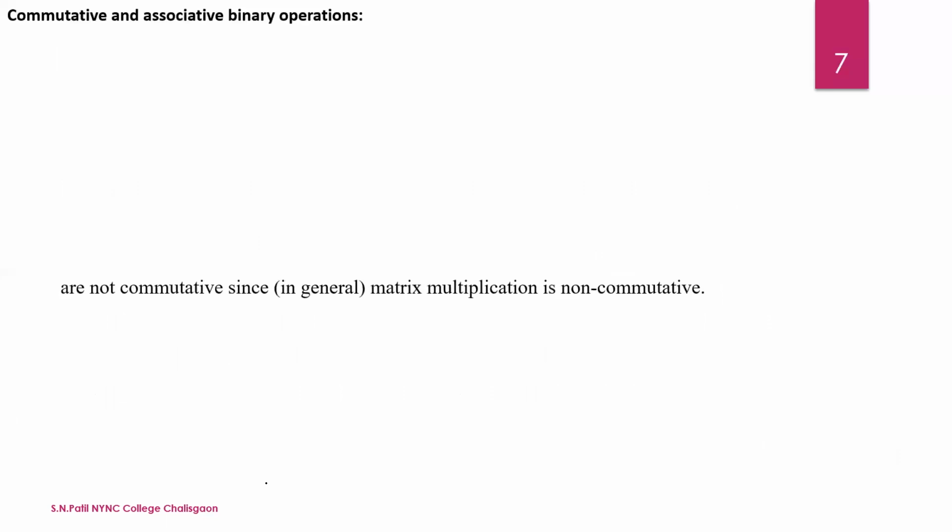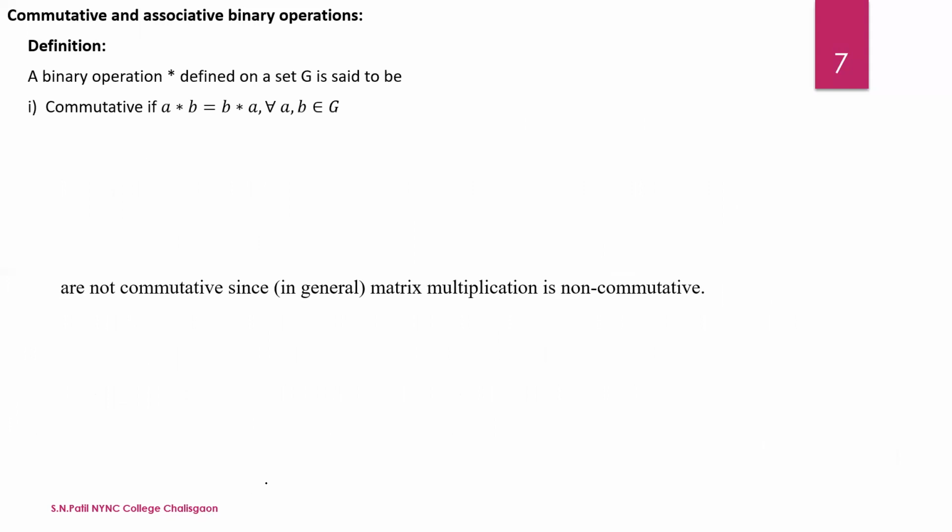Now next, commutative and associative binary operation. A binary operation star defined on the set G is said to be commutative if A star B is the same as B star A for all elements of the set G. Now associative: A star (B star C) is the same as (A star B) star C for all A, B, C belonging to the set.